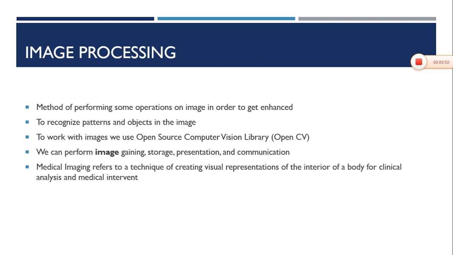One of the important areas of Python OpenCV is medical image processing, where we can identify the cancer parts in a tissue, that is, we can identify the range of the cancer in a tissue, from stage 1 to stage 4. Medical imaging refers to a technique of creating a visual representation of the interior of a body for clinical analysis as well as medical intervention.